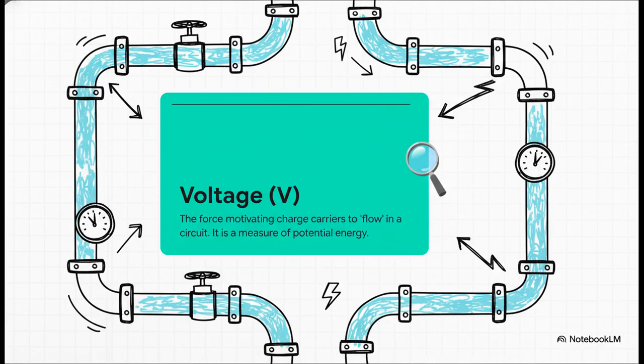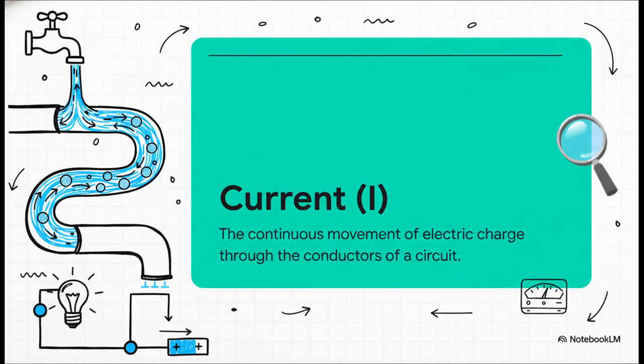Now, the easiest way to think about this is to imagine electricity is like water flowing through a pipe. In that system, voltage, that's the V, is the pressure. It's the force, the push, that gets that electric charge moving in the first place. I mean, it's simple, right? No pressure, no flow.